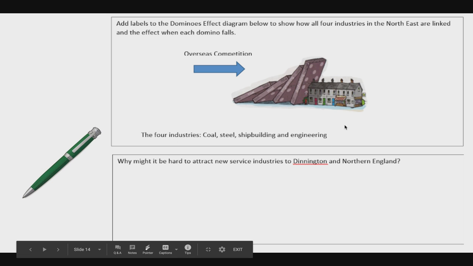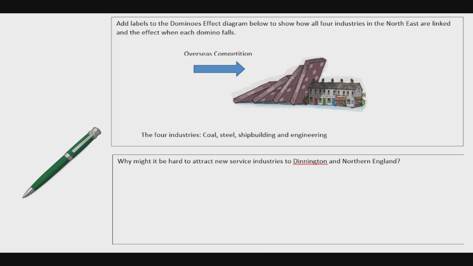Down here then, add labels to the Dominos Effect diagram to show how all four industries in the northeast are linked and the effect when each domino falls. What we're saying is, if overseas competition means that you don't employ people anymore, then when people become unemployed, they no longer have money to go out and buy things in restaurants, to go out for a meal. They don't have money to spend on clothes shopping. They don't have money to do all the extra things they would like to do. But that has a knock-on impact.